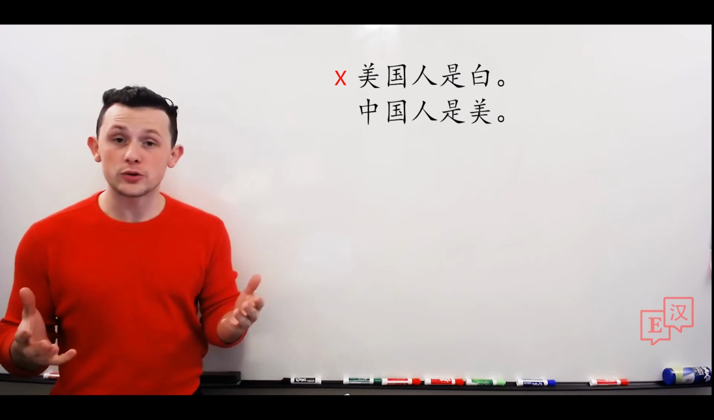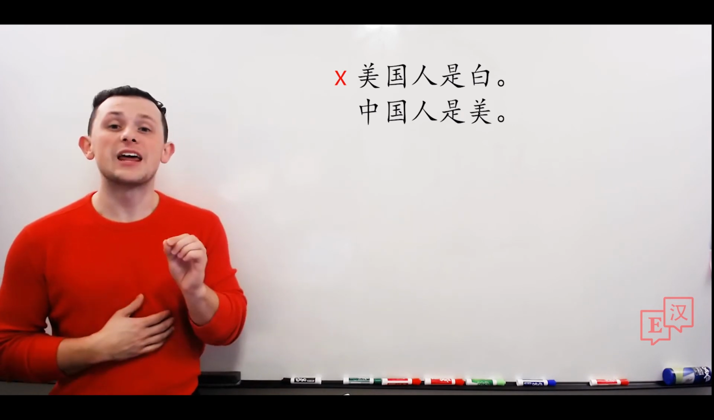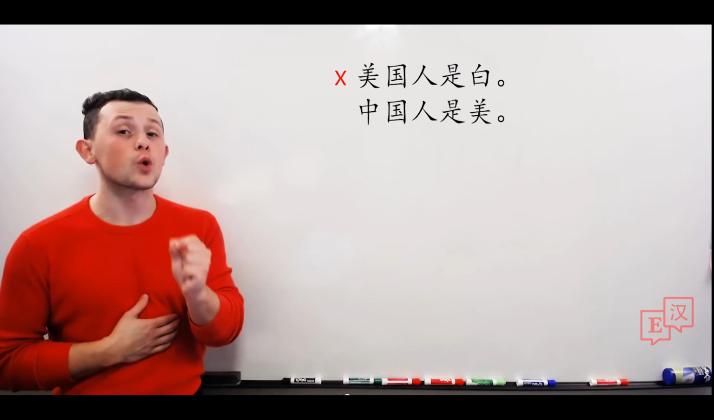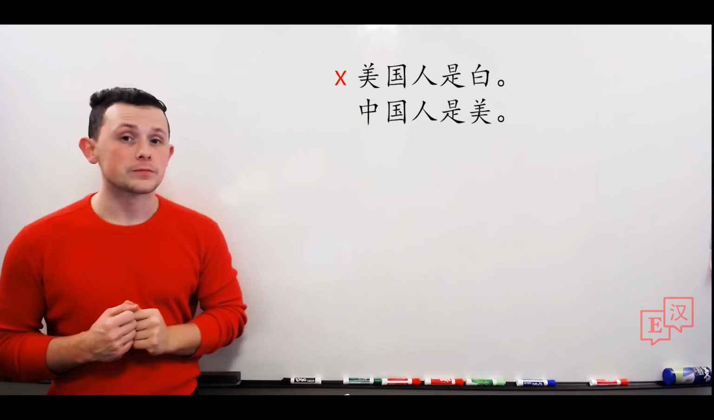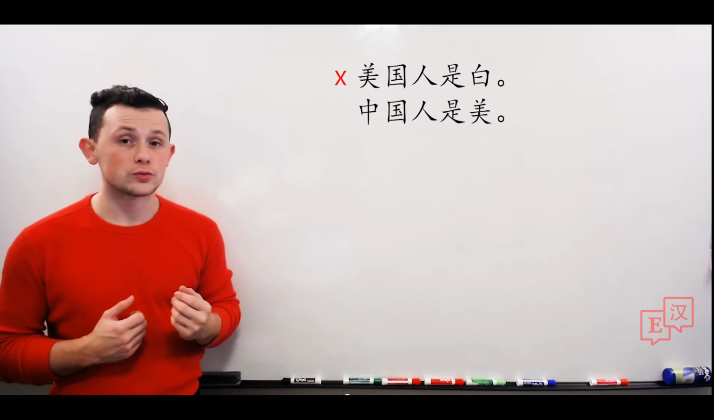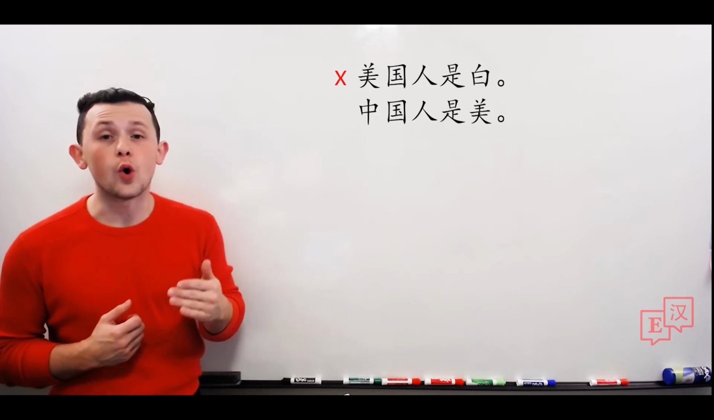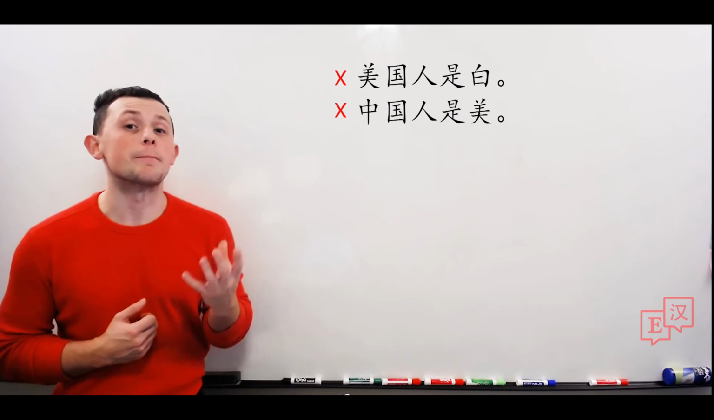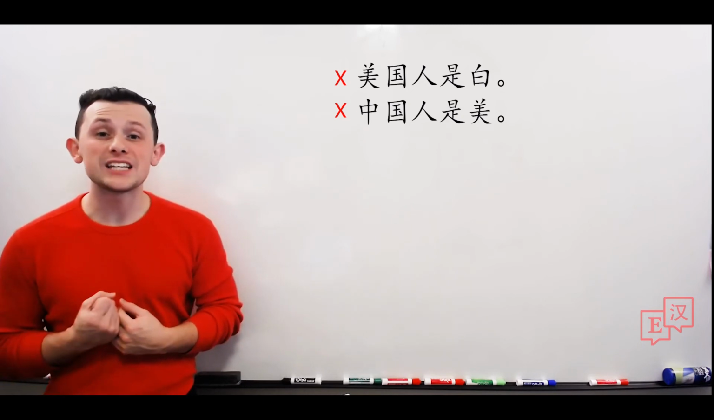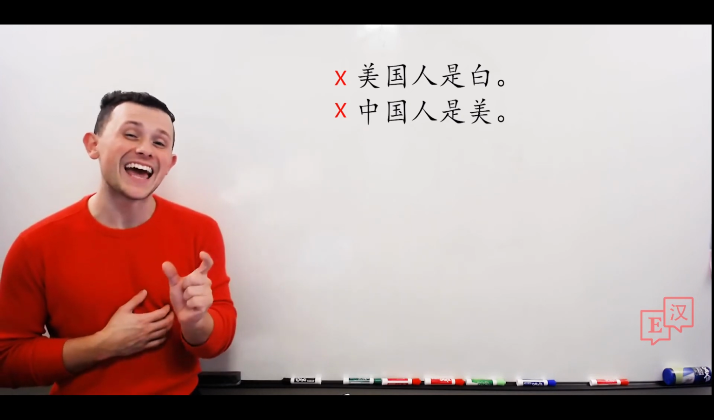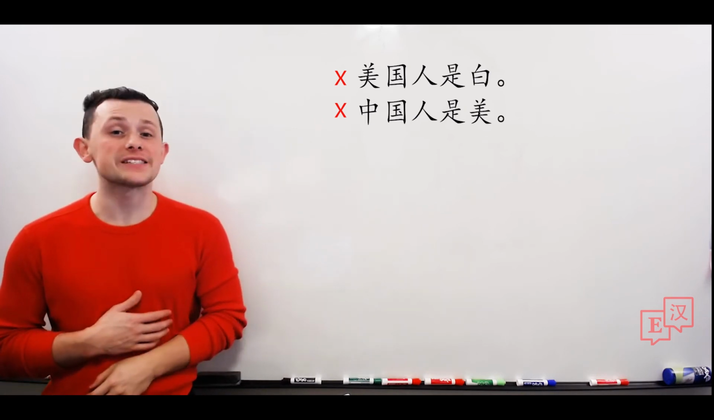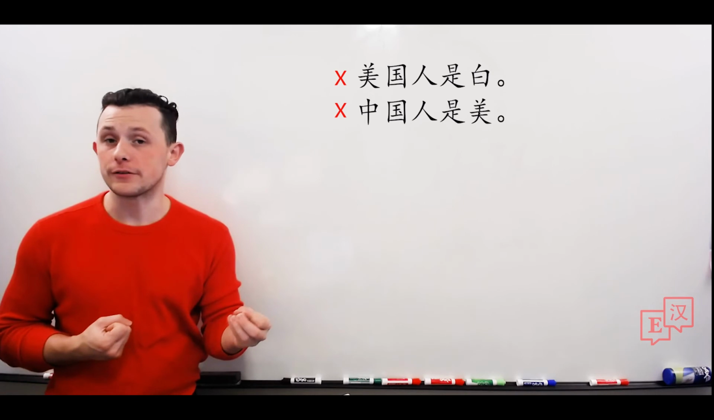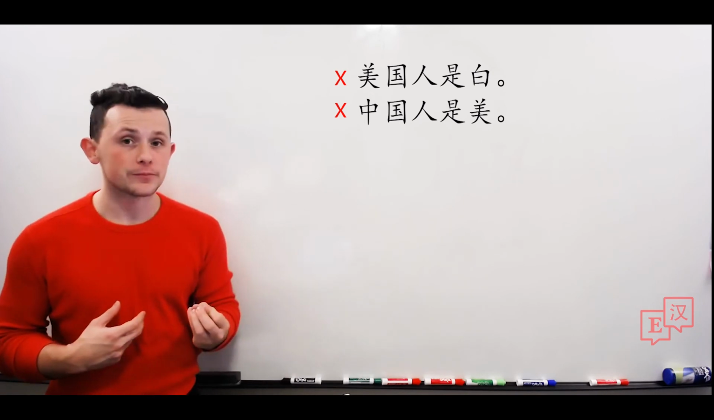You cannot use it in this way because we're saying a noun is an adjective. In English, we can do this. Americans are white, fine. In Mandarin, we use a different word to connect an adjective and a noun. Other things we cannot do. 中国人是美, Chinese people are beautiful. Again, 美 is an adjective, and we cannot say nouns are adjectives with 是.